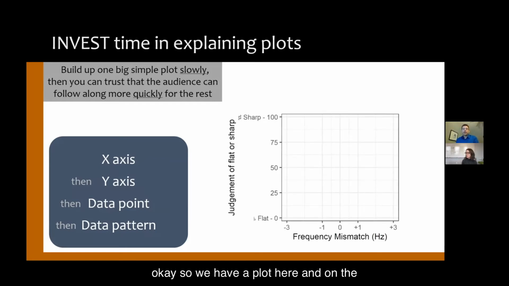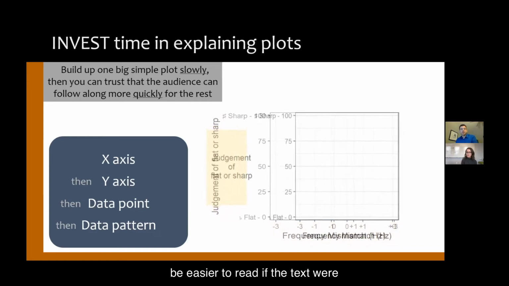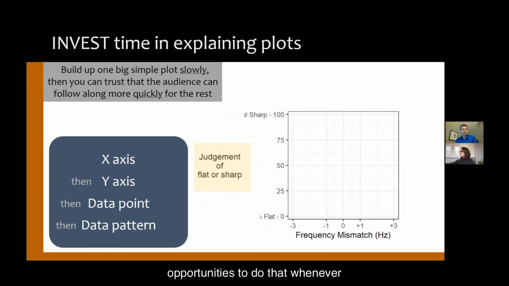Okay, so we have a plot here, and on the x-axis we see frequency mismatch, which means that the frequency is either lower or higher than the target frequency. And on the y-axis, we have the listener's judgment about if the pitch sounds flat or sharp. And the y-axis will be easier to read if the text were horizontal, so you want to look for opportunities to do that whenever possible. Now I want to tell you what to look for.